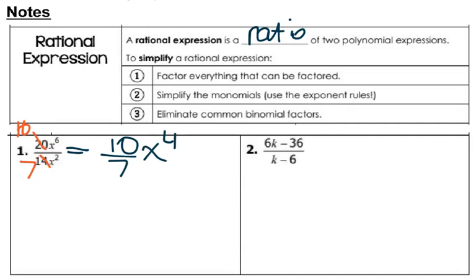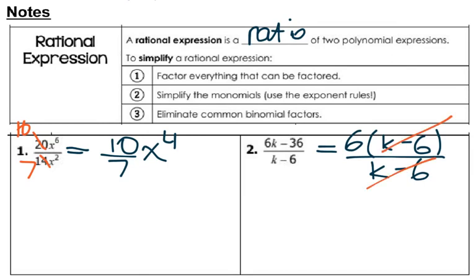In example 2, we have two binomials divided by each other, or a ratio of two binomials. So we're going to factor the common factor in the numerator and denominator. In the numerator, the common factor is going to be 6. If we factor out 6, we're going to get k minus 6 left over k minus 6. If you notice, k minus 6 is a common factor in the numerator and denominator, so we can cross it out entirely. So the answer is just 6.